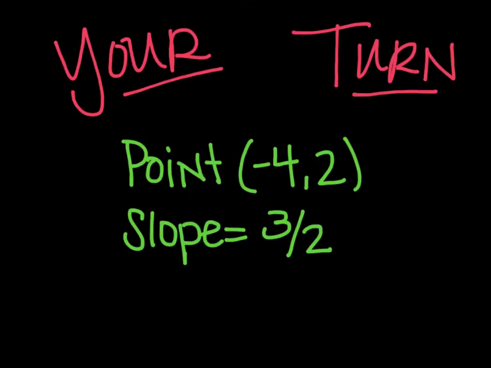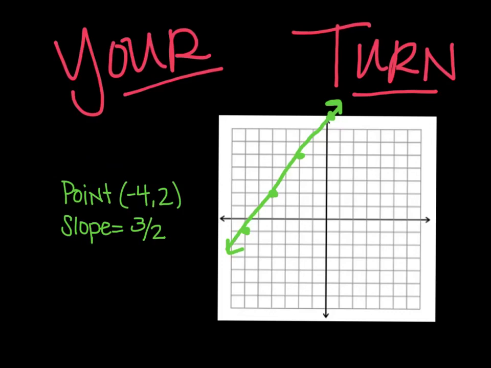Your turn. The point is -4, 2, and the slope is 3/2. Please graph this on your paper and then check in with me when you're done. Alright, your graph should look like this, and you can check all of those coordinates to make sure they match yours. I did more than 1 point, and it's fine if you didn't, but those are your options. Please make sure that your slope is increasing.